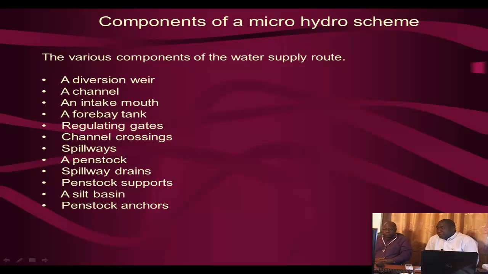Components of a micro hydro scheme. The various components of the water supply routes are: 1. The diversion weir, a channel, an intake mouth, a forebay tank, regulating gates, channel crossing if necessary, spillways, a penstock, spillway drains, penstock supports or anchoring systems, a silt basin, and penstock anchors.